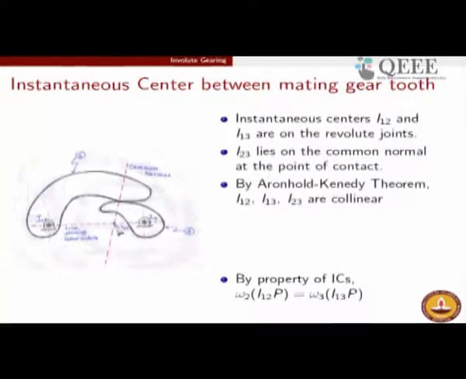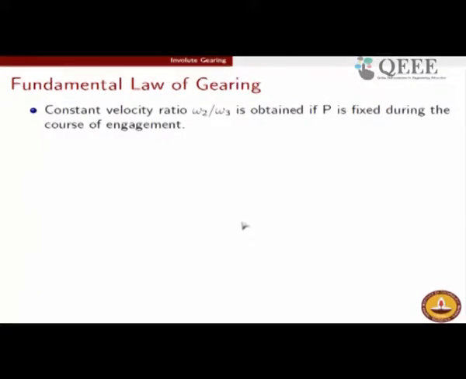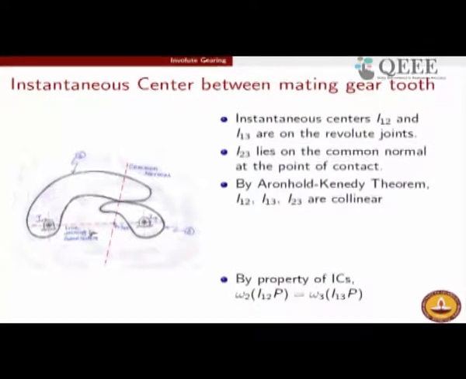The instantaneous center between these two moving bodies has this nice property that the velocity ratio is related to the ratio of these two distances. Therefore, if you have to keep the velocity ratio constant, you have to keep the ratio of these two distances constant as well, which essentially means that the point P has to be fixed.